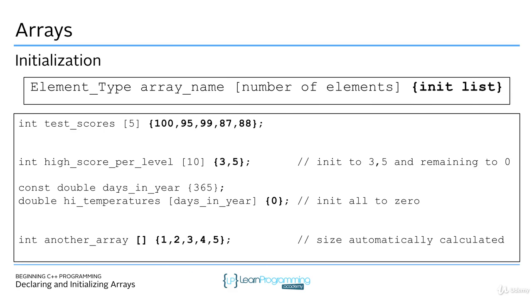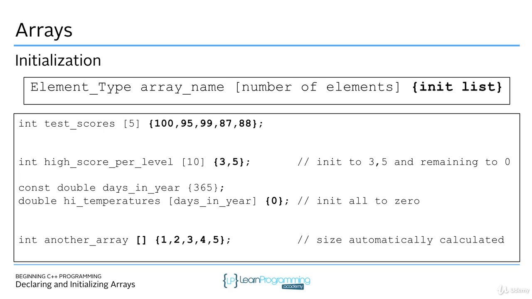We can also initialize arrays when we declare them, and it's good practice to do so. The syntax is similar to when we initialize primitive variables. We include an initialization list after the declaration. In this list, we can provide as many initializers as we like, separated by commas.